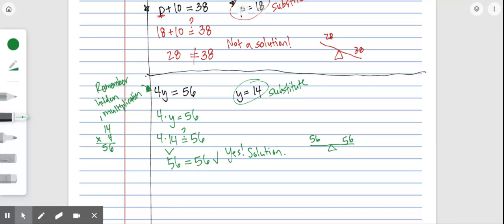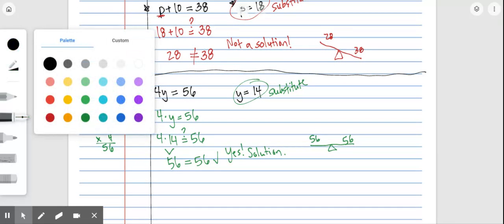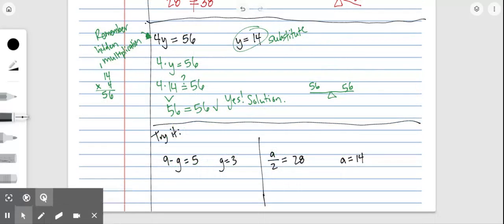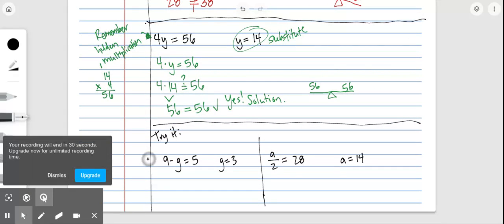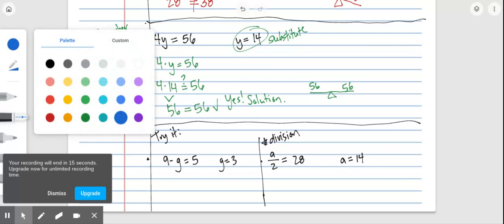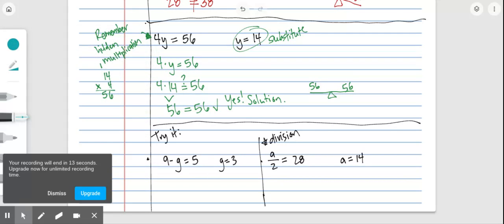Okay. All right, the next ones are going to be try-its, which means I'm going to pause, and I'm going to have you try them. All right, here are your 2 try-its. I have 9 minus g equals 5 when g equals 3, and I have a divided by 2 equals 28 when a equals 14. So on this one, you're going to want to make a note that this is division. All right, take a second, pause this, try them, and then I'm going to go over it.